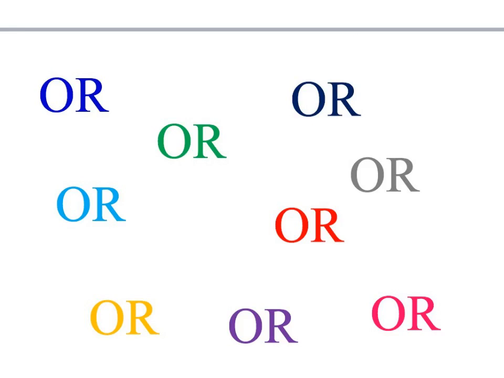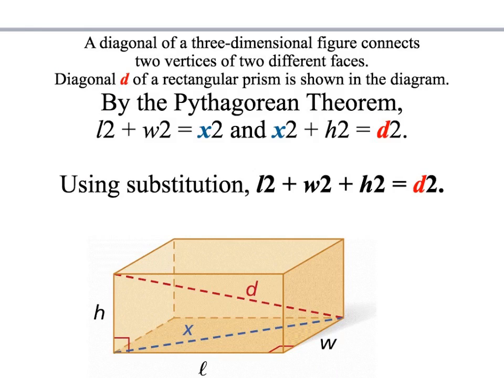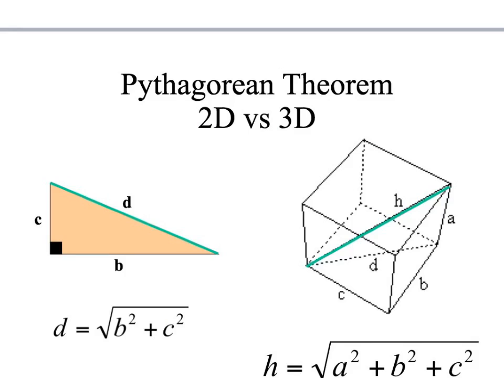Or there is a formula that you can learn to find the space diagonal, and it all ends up being this formula right there. The space diagonal is the square root of A squared plus B squared plus C squared. So they'll give you the measurements of the rectangular prism.